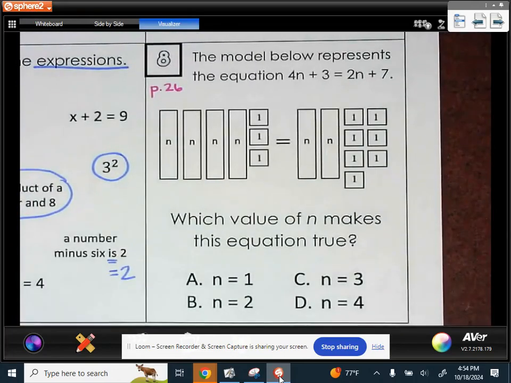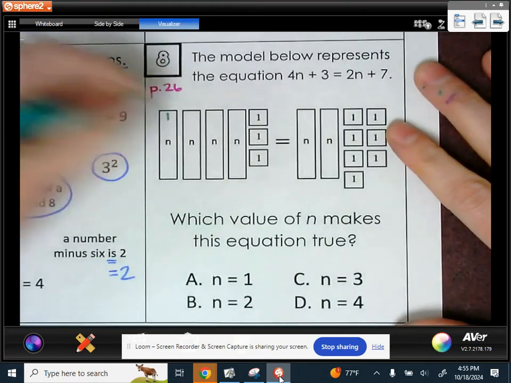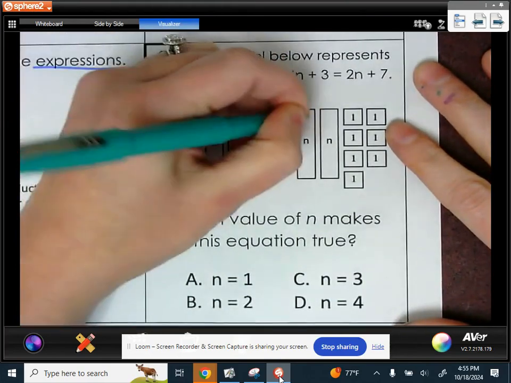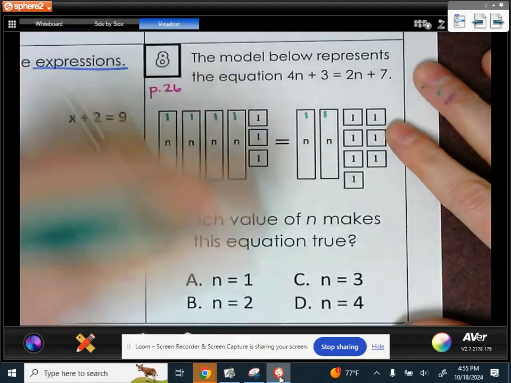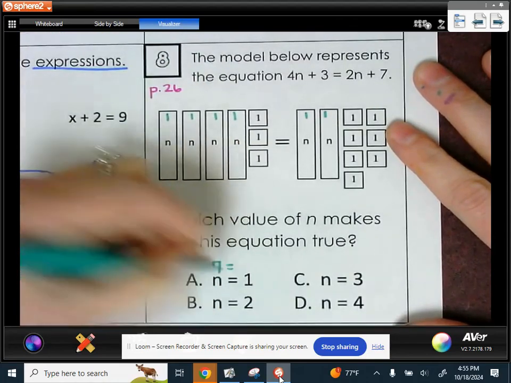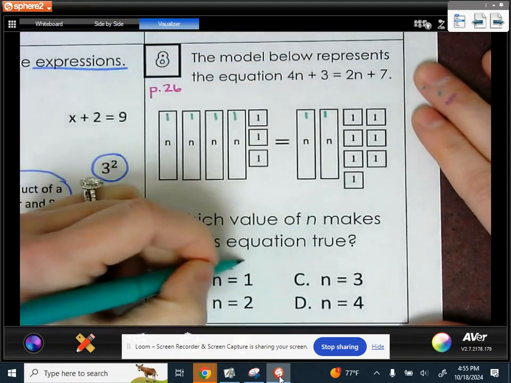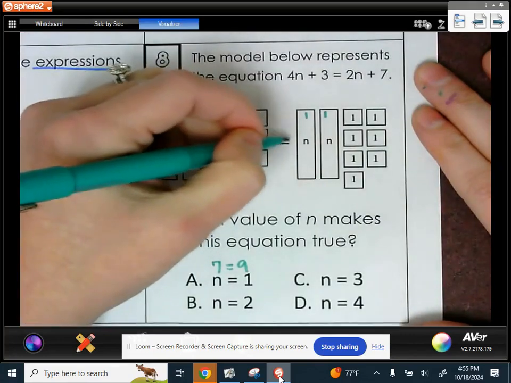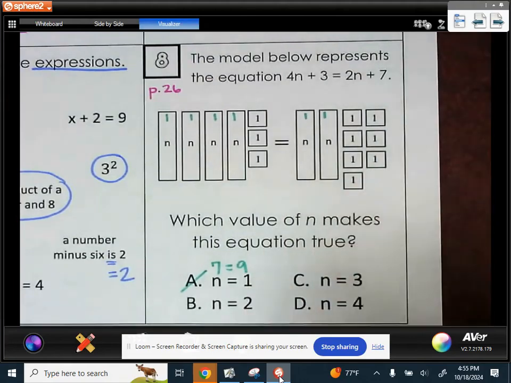Last but not least, we're going to evaluate these two expressions to see which value makes them equivalent. So remember, that just means you try out all of these. So I'm going to try out with, if n is 1, that's going to be 1, 2, 3, 4, 5, 6, 7. And 1, 2, 3, 4, 5, 6, 7, 8, 9. 7 does not equal 9. And it says right here they're supposed to be equal. So we know that's not our answer.